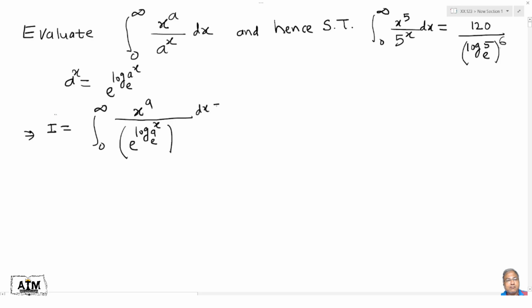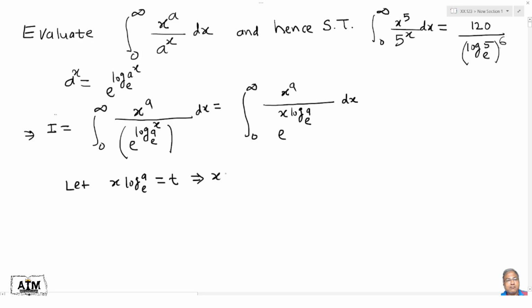with respect to x. This can be written as integral from 0 to infinity x raised to a divided by e raised to x log a to the base e with respect to x. Let x multiplied by log a to the base e equals t, implies x equals t divided by log a to the base e, call it 1.